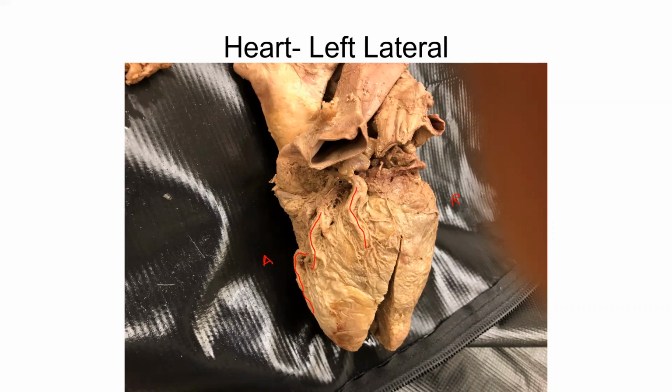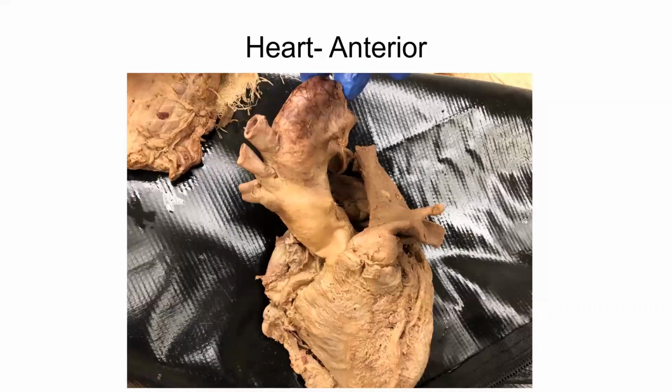Now I want to point out the circumflex. So here's that main left coronary artery coming from the arch of the aorta. Here is the left circumflex. The circumflex is a very short branch. It doesn't go for very long because it then gives the left marginal artery, which runs along the left margin of the heart. So it's a very short sort of stump in between the left coronary and the left marginal.